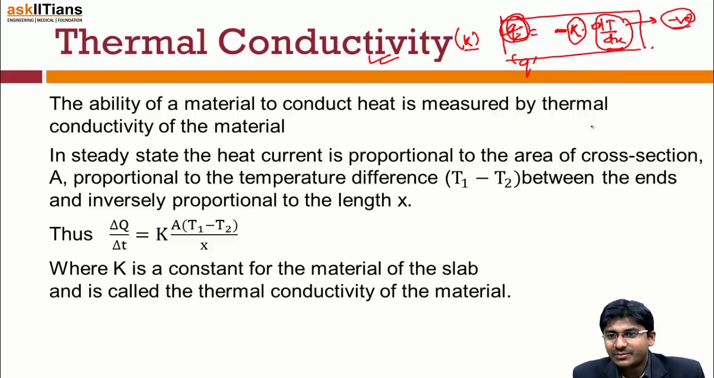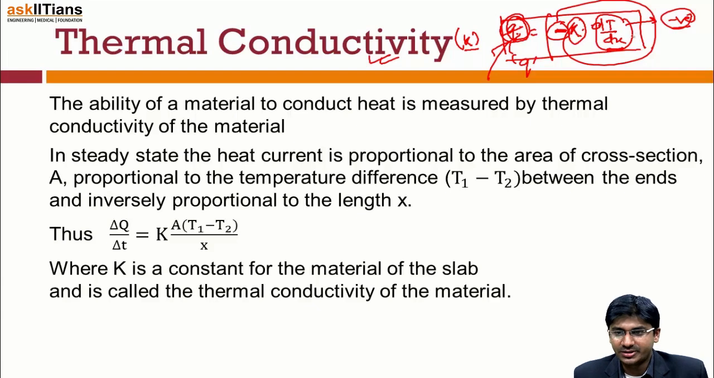So if I multiply this by a minus sign, the whole thing will always give me a positive value. I want q positive, so I put a minus sign here. I hope this is clear. Now, in a steady state, it's important that we first understand what this steady state is.